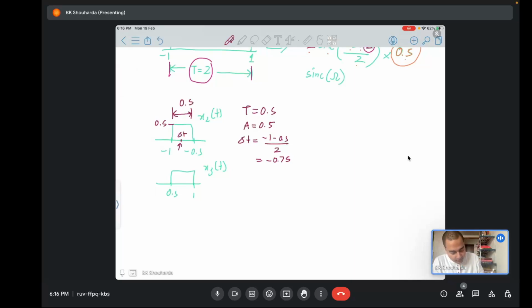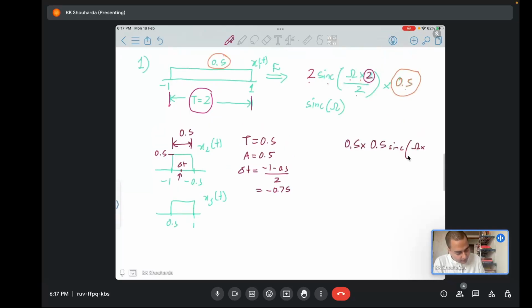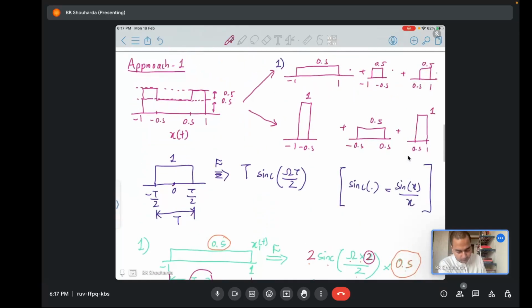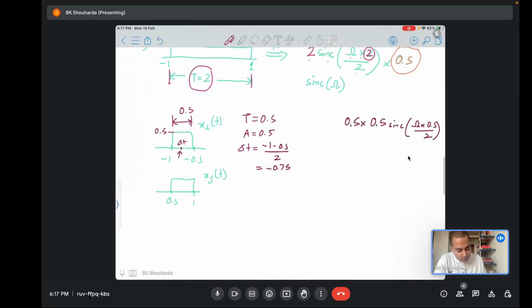So what would be the original spectrum looking like? A times T sinc of omega times 0.5 upon 2. All right.